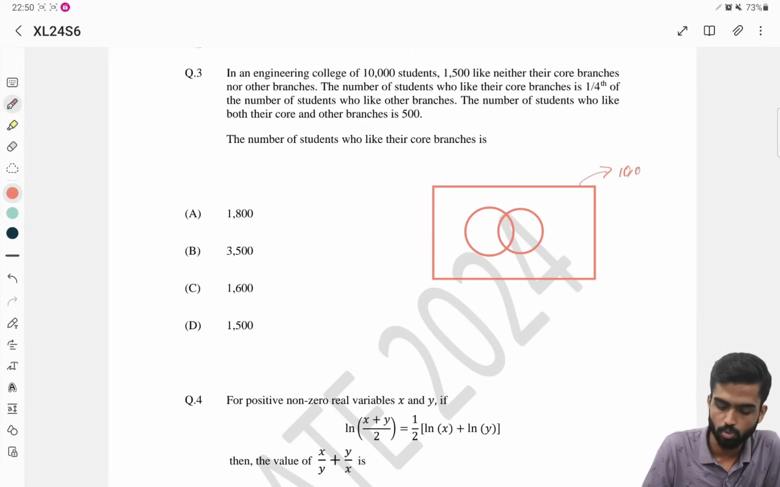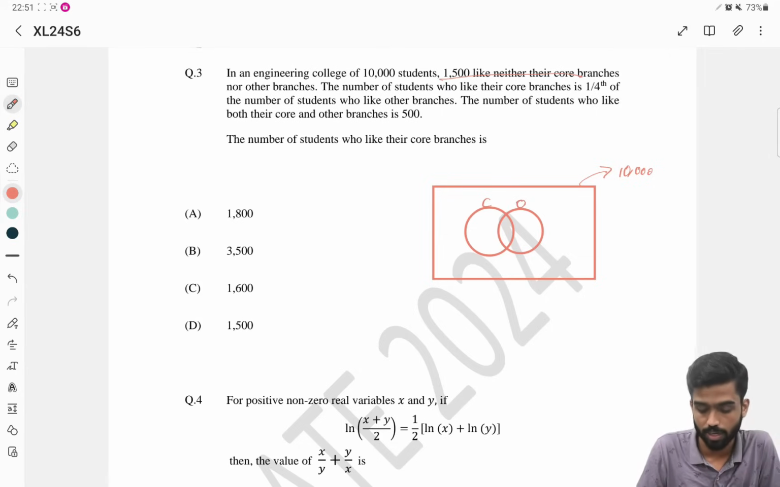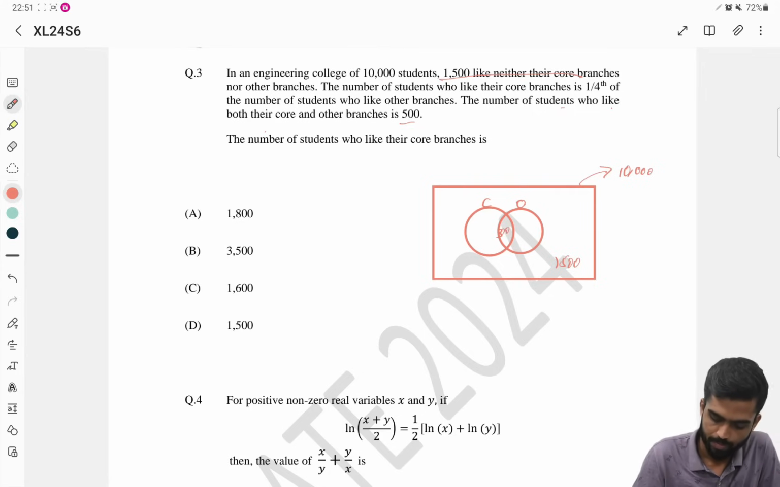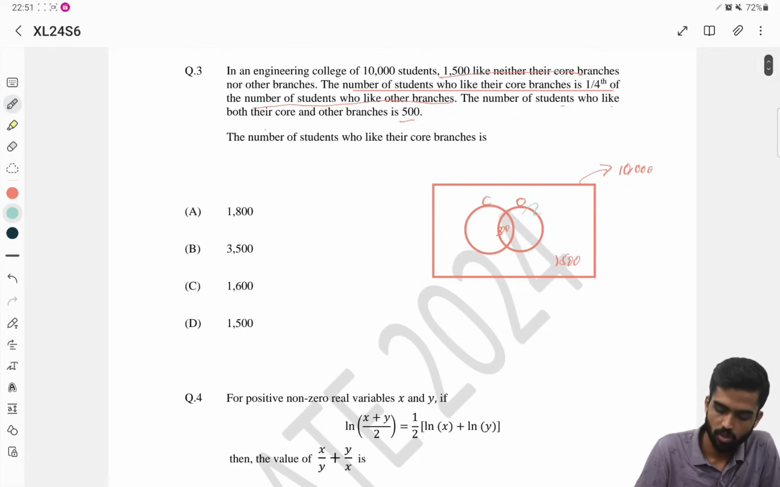10,000 students. Among these 10,000, it is given that 1,500 like neither their core nor the other branches. If we think that this particular circle explains all the students who like their core branches and this one the students who like other branches, then 1,500 students are there who like none of these branches. And the number of students who like both their core and the other branches is 500, so the intersection would be 500. The number of students who like their core branches is 1/4 of the number of students who like other branches. So if the number of students who like the other branches is x, then the number of students who like their core branches is 1/4 of x, so x by 4.